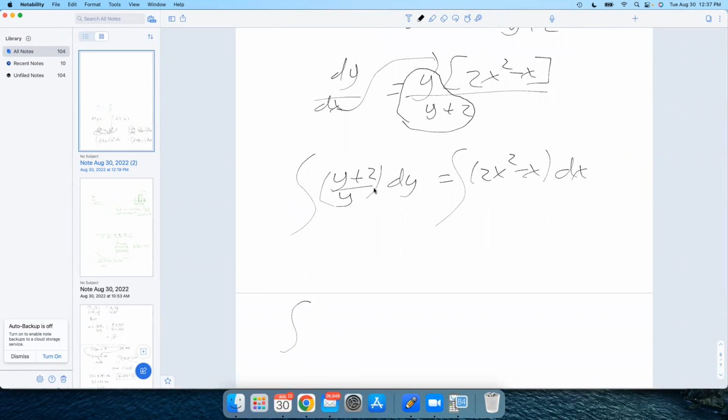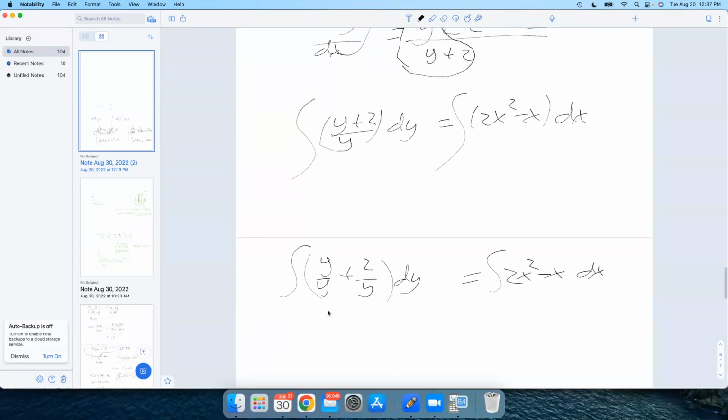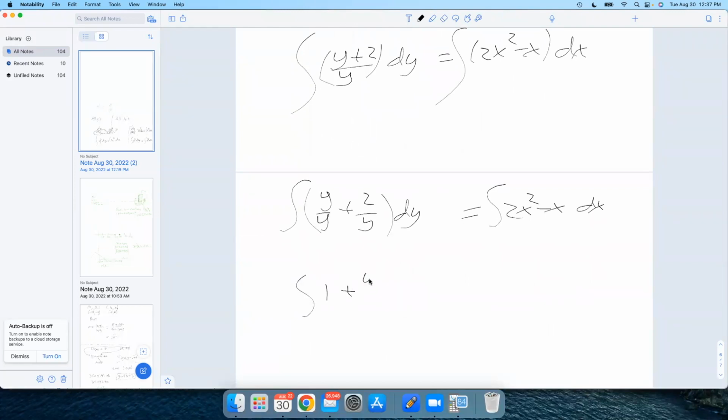Remember, you can always split numerators. So I could write this as y over y plus 2 over y, dy. Don't forget your dy. Don't forget your dx. So this is really just the antiderivative of 1 plus 2 over y dy. It's an ugly 2. And then we just integrate. Antiderivative of 1 dy would be y. Antiderivative of 2 over y would be 2 natural log the absolute value of y.